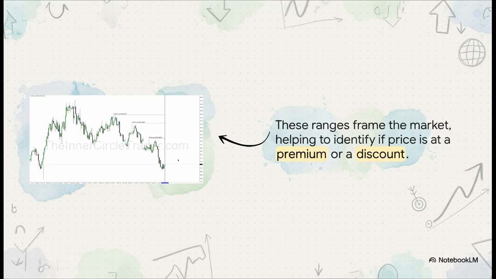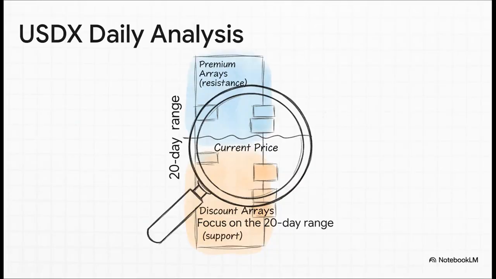This whole structure is designed to answer one simple question. Is the price currently expensive, what we call a premium, or is it cheap, what we call a discount? Now, for what we're doing, day trading, we're really zeroing in on that most recent 20-day range. Inside that range, we mark all the key institutional levels, the PD arrays. Above the current price, we have our premium arrays, which act as resistance. And below the current price, we have our discount arrays, which act as support. This whole exercise tells us exactly where we stand.